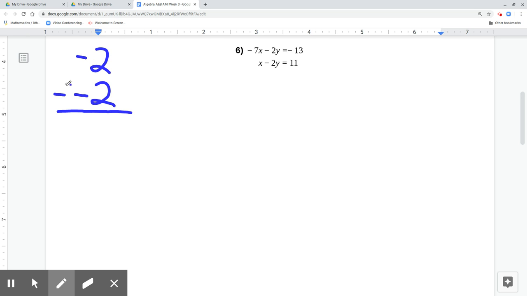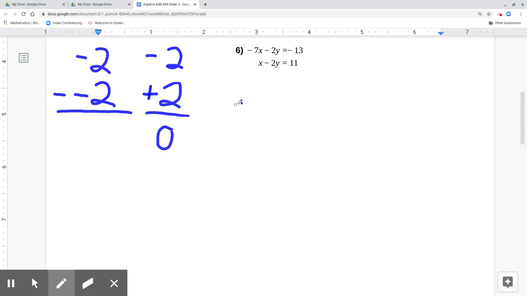Negative 2 minus negative 2 is actually -2 plus 2 due to our rules of integers. So -2 plus 2 would be 0 because those are additive inverses. We add those two numbers together and we get 0.